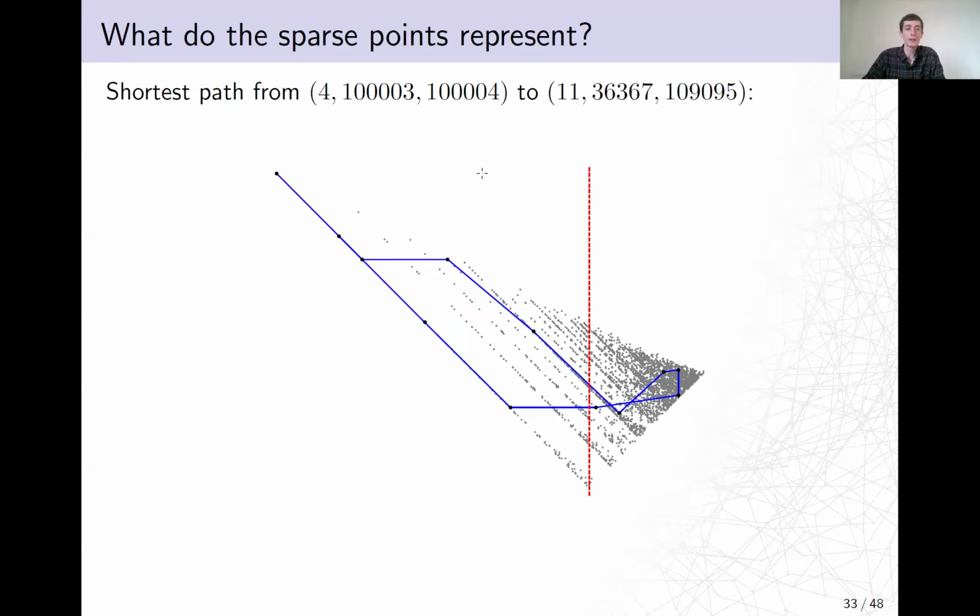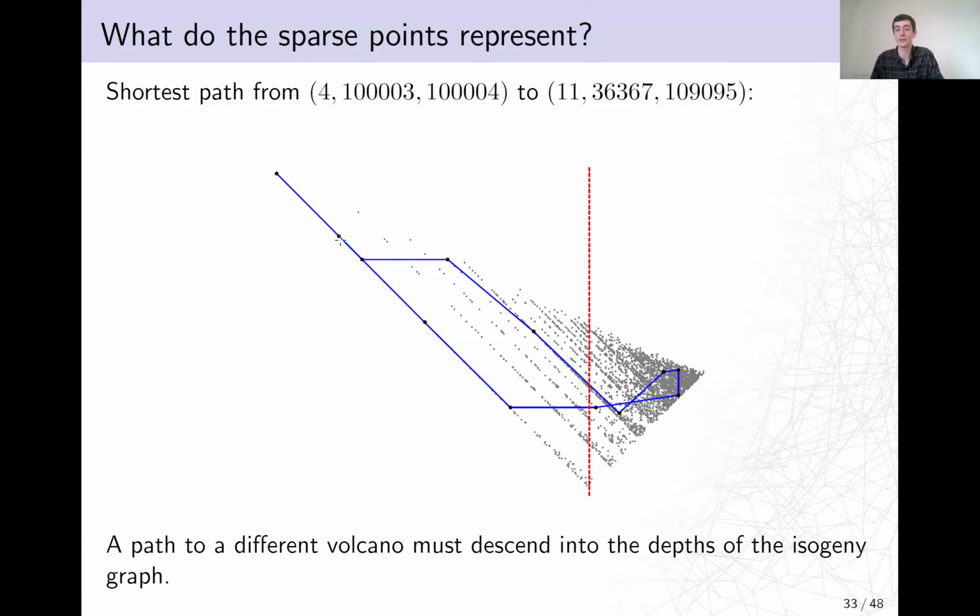What this means is that if I want to go from one point in the sparse region to another point in the sparse region, corresponding to orders with different, non-isomorphic subfields, the only way I can do that is to first go into the red region and then backtrack and come back. So starting from the point with d1 equals 4, I can go to 16, 64, 256, land myself in this messy region, take a few more steps, and then eventually find my way back. There's no short path from 4 to 11. Any path to a different volcano must first descend into the depths of the isogeny graph.